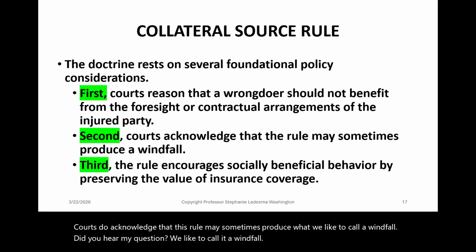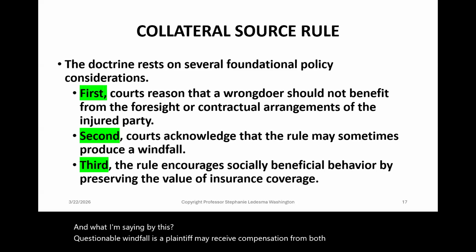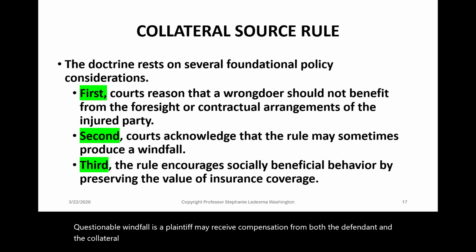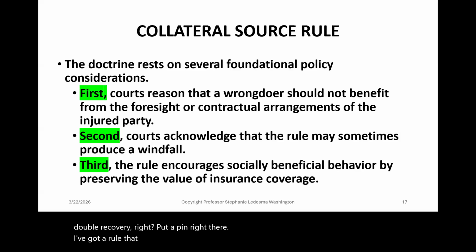What I'm saying by this questionable windfall is a plaintiff may receive compensation from both the defendant and the collateral source, right? Both the defendant and the collateral source. So that sounds like double recovery, right? Put a pin right there. I've got a rule that addresses the double recovery. So don't fret.